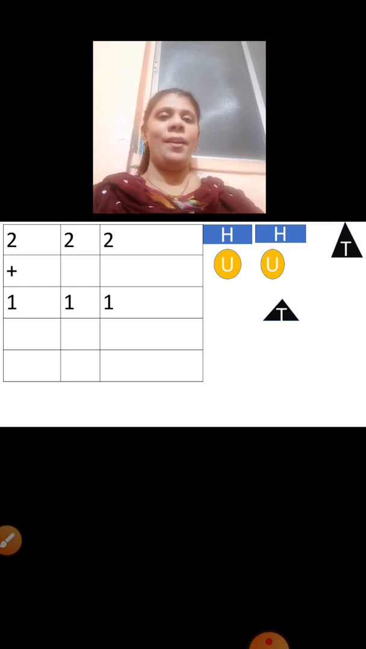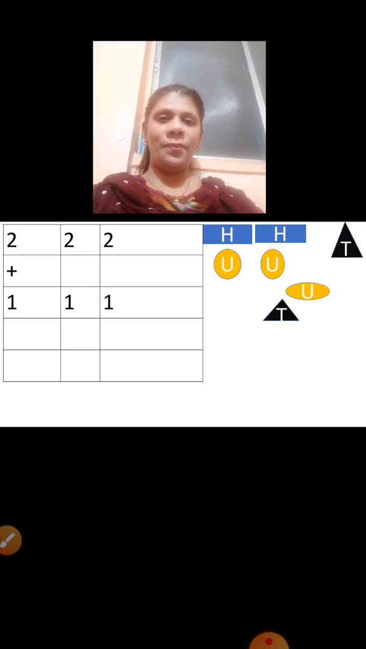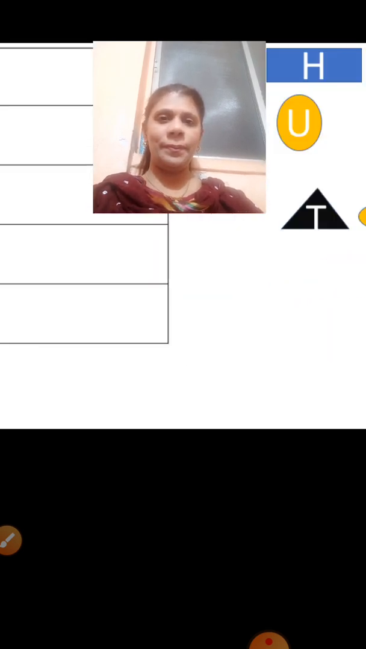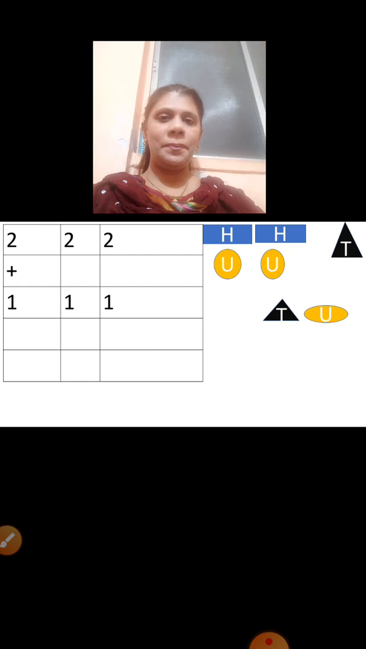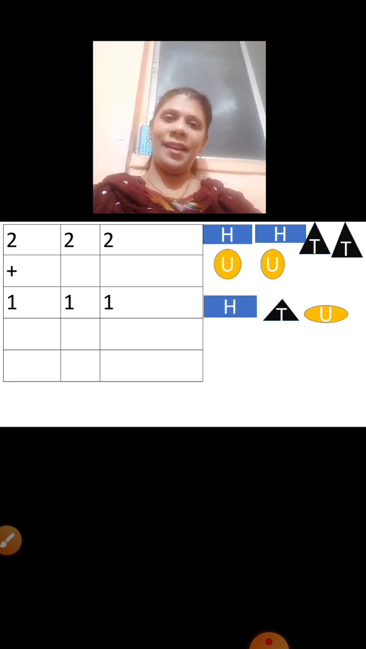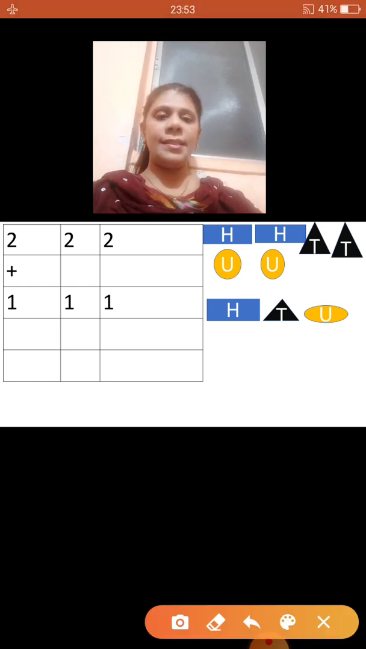Now the next number, which number is in units place? Number 1. Okay, so how many units we are going to draw? 1. Correct. And how many tens? 1. Correct. And how many hundreds? 1. Okay. So 1H, that is 100. 1T, that is how much? 10. Correct. And 1 unit. So that is only 1. So 111. Okay. Now let us add.